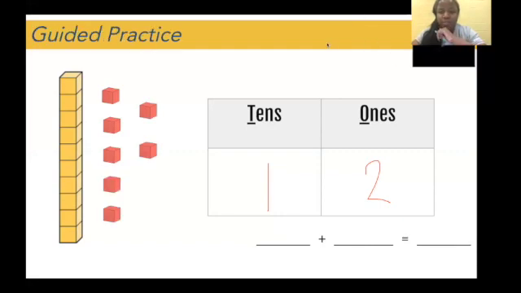Hold on, Miss Bennett's computer is doing something. All right. So Miss Bennett is going to give you 10 seconds to figure out how many 10s and how many 1s you have all together.